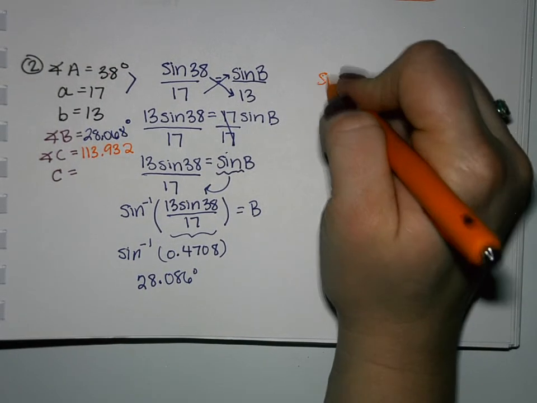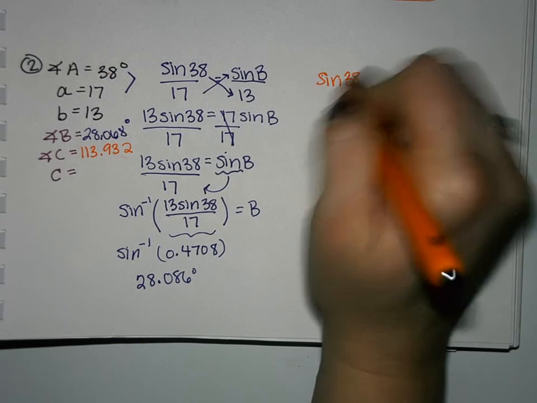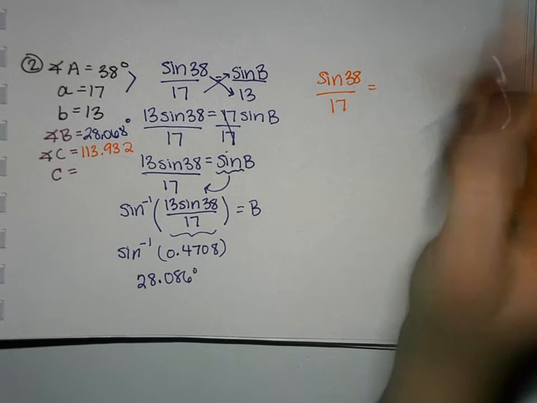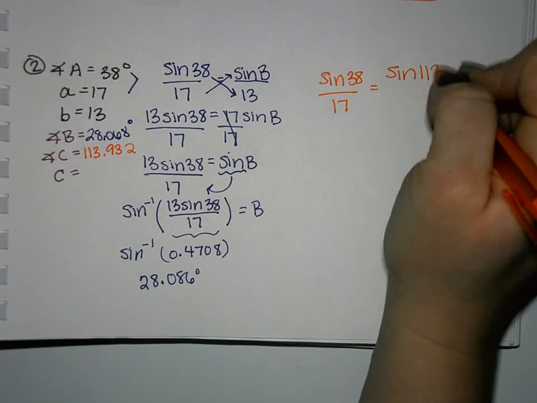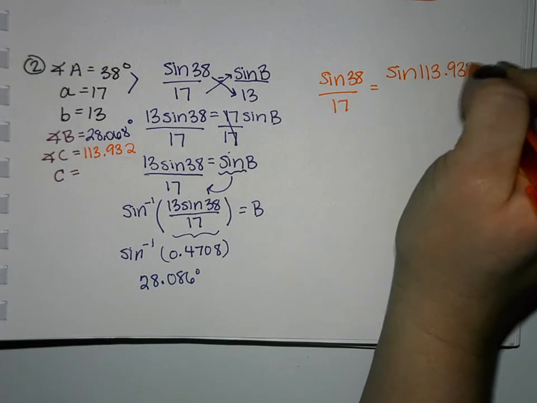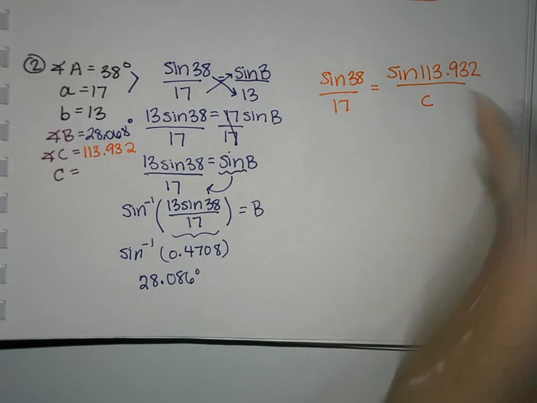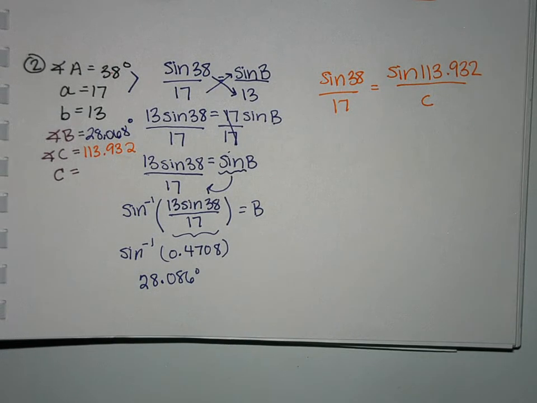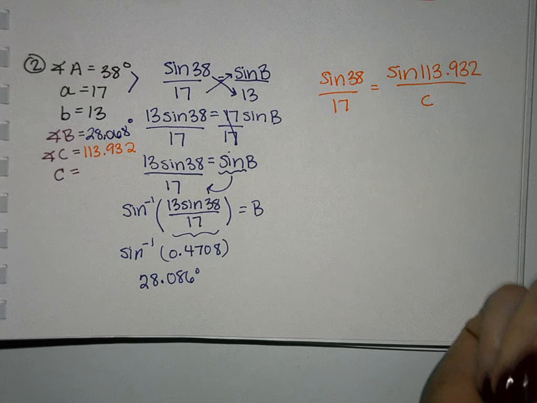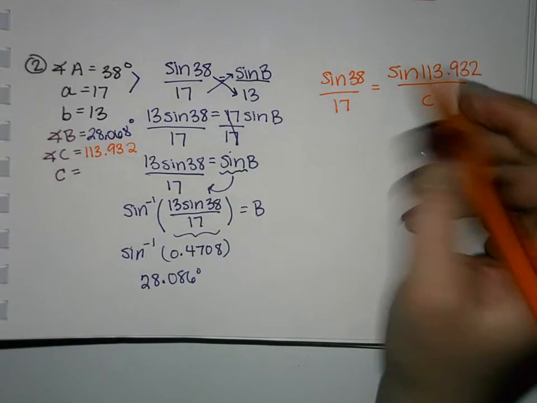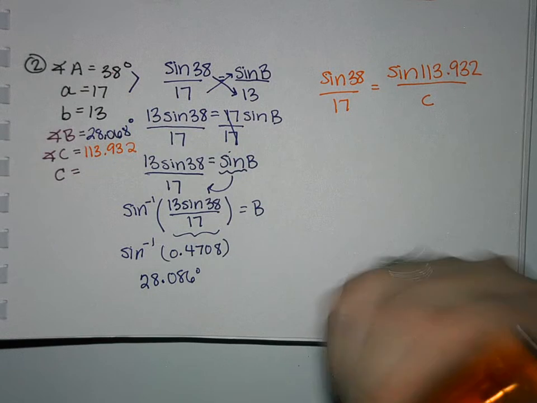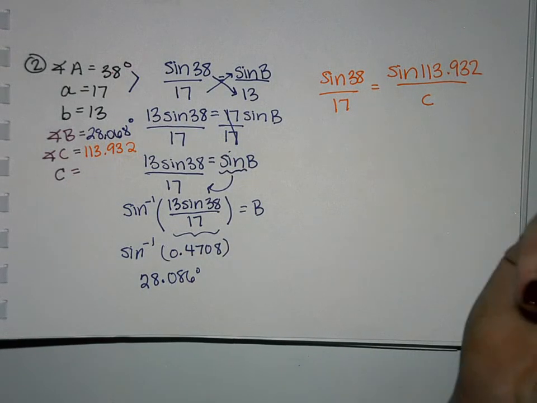So still sine of 38 divided by 17, equals sine of C divided by side C. I know. That's why we try to use the nice ones that are given to us as much as possible, but sometimes you have to use what you find.